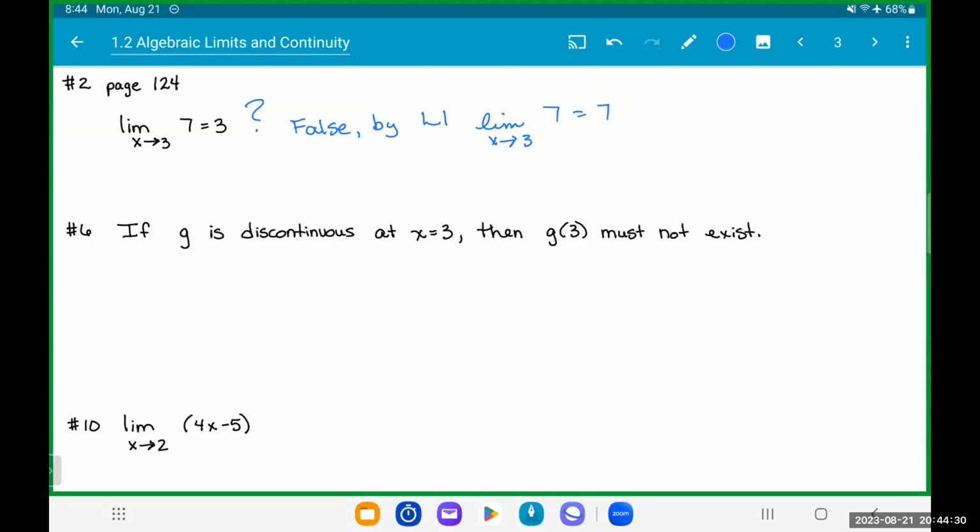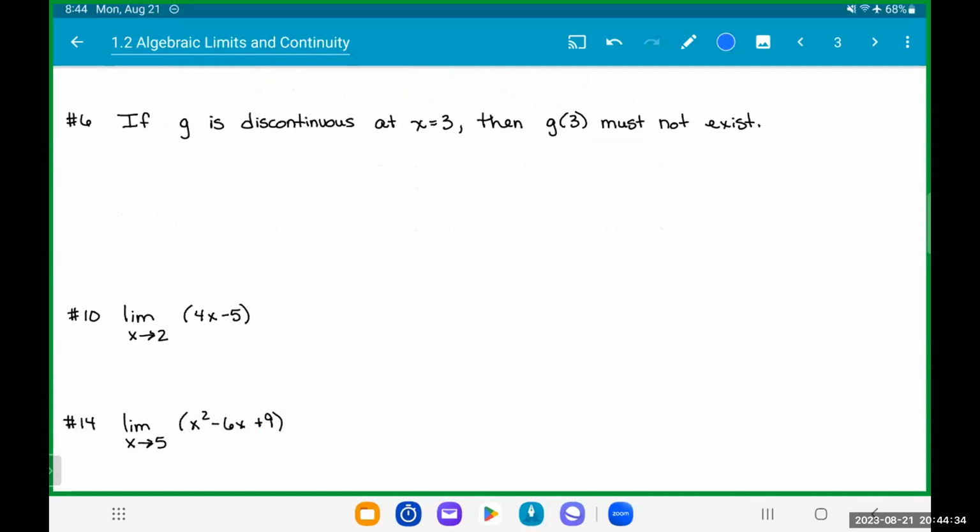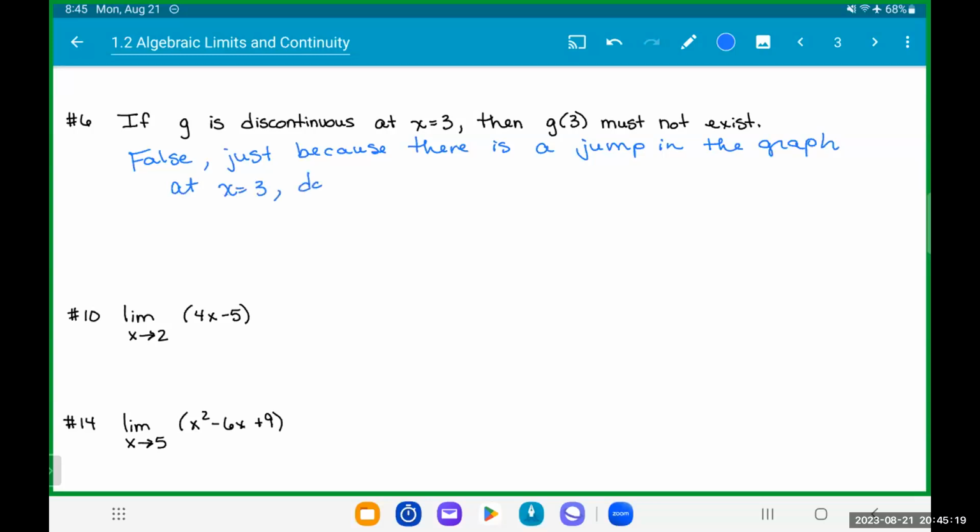Okay. So this next one says if g is discontinuous at x equal to 3, then g of 3 must not exist. True or false? This here is also false. It's a false statement, and we can show that by a counterexample. Just because there is a jump in the graph, like we saw earlier, at x equals 3, it doesn't mean that g of 3 doesn't exist.